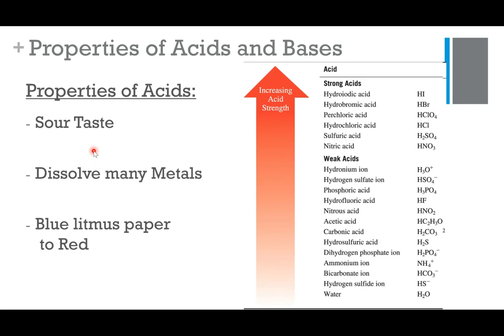Acids dissolve many metals. And then acids will turn blue litmus paper to red. So very often acids are denoted with the color red, as you see in this arrow here. There's two ways that we test in the lab with litmus paper: we have blue litmus paper and we have red litmus paper. If I dip blue litmus paper into an acid, it will turn red. If I dip red litmus paper into an acid, it'll just stay red. So that's why acids are very often denoted with a red color.